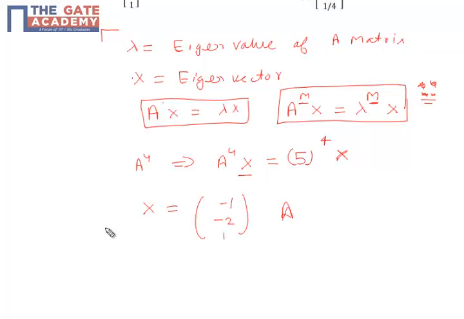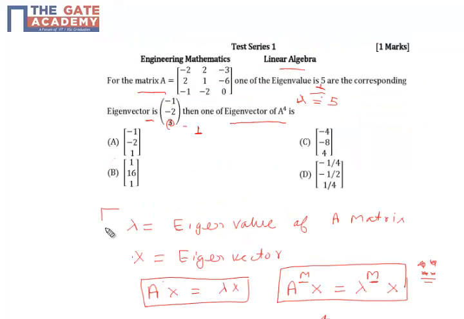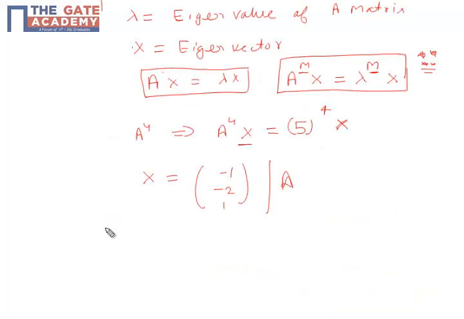So, just see in your options. If you see in the options, option A is showing the same value of the eigenvector. So, A is your answer.